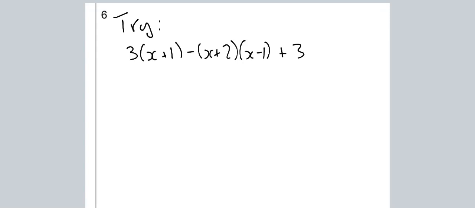Am I going to ask you to simplify this or solve this? Which one? Simplify is right, because you can't solve it, can you? No, but why not? No equal sign. Okay, so try simplifying this, and you've got 2 minutes.